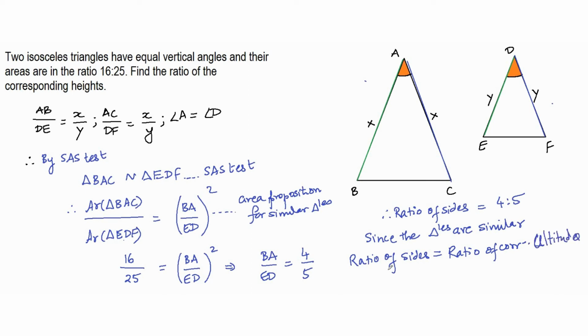Right? And the ratio of the sides is 4:5, and therefore the ratio of corresponding altitudes is also going to be 4:5. So this is how I can solve this particular question, pausing for a couple of seconds.